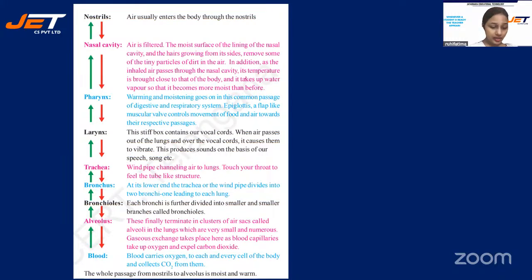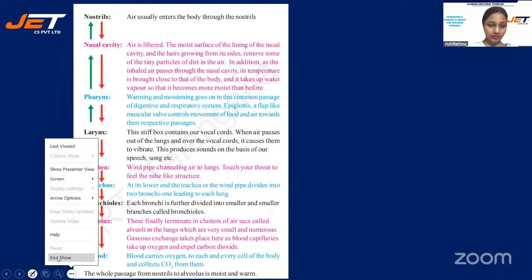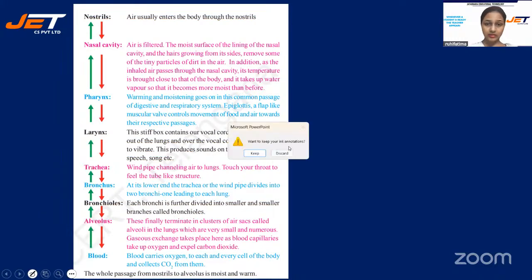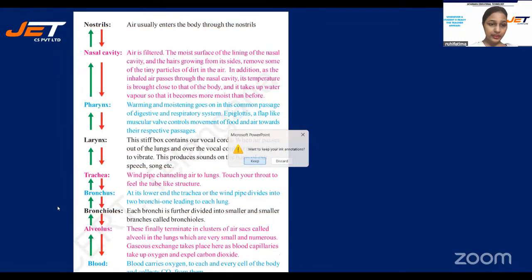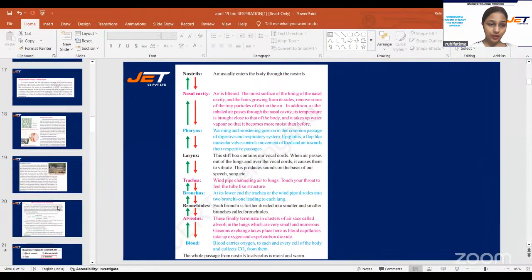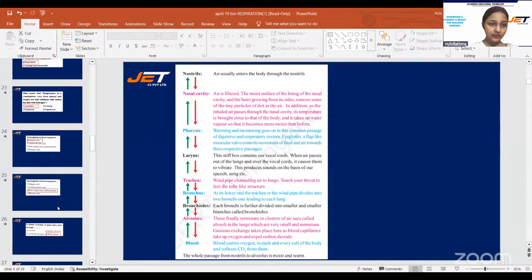As I can see, maximum of you are asking about MCQs, so no problem. I can go to MCQs also. Just give me 1 minute. I'm ending it. And then we will quickly go to the questions as per your demands. Will not do theory.